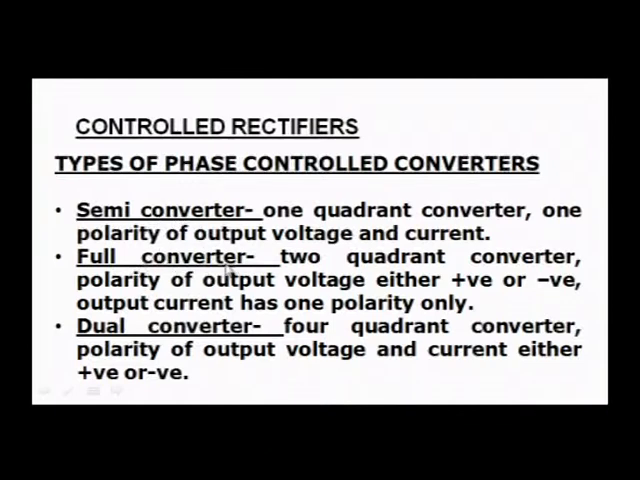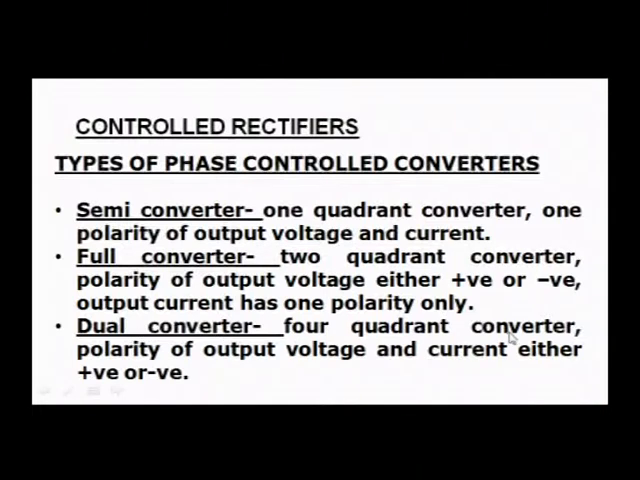Then you have a full converter, which is a 2 quadrant converter. I cannot restrict my polarity to only one, so I can make use of this full converter, wherein the polarity of the output voltage is either positive or negative. Voltage can be positive or negative, but the output current has only one polarity, in one direction.